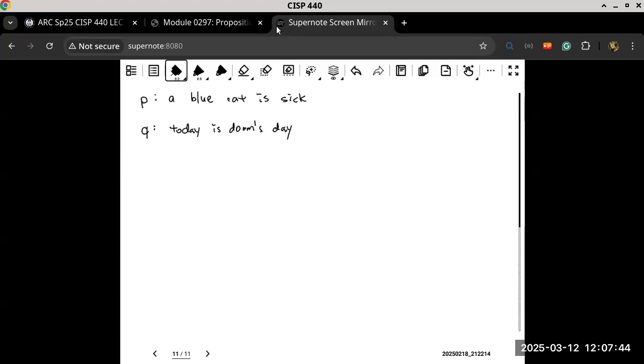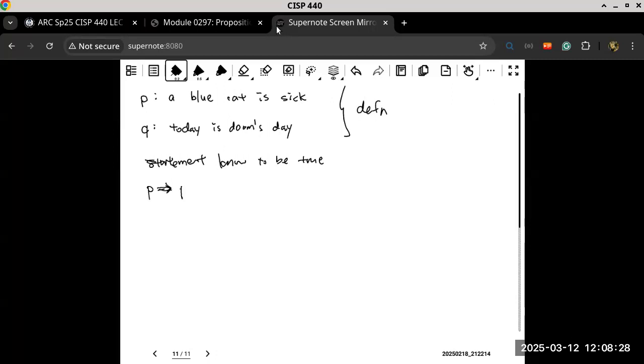So these two are just definitions. What does P mean? P is just a variable. Instead of saying a blue cat is sick all the time, I'm just going to say P. Whether P is true or not depends on whether a blue cat is sick or not. Same thing for Q. So these are just definitions. So now, we will start with statements known to be true. And we are going to start with P implies Q.